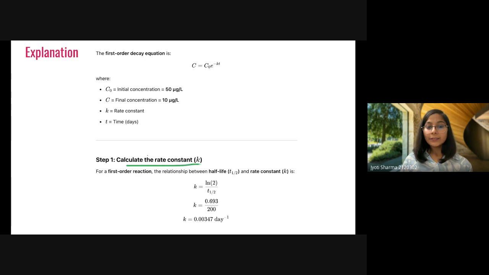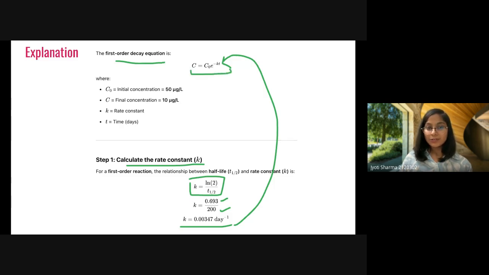First, we will calculate the rate constant. And how can we calculate the rate constant? This rate constant is equal to the natural log of 2 upon half-life. We know the natural log of 2. This is 0.693 upon 200, and this is how we calculated the rate constant. Then we will put this rate constant into this equation. This is the first order decay reaction, or the integrated form of your first order. C is given, C node is given, k we have already calculated, t we need to calculate. So we have to put everything into this equation.